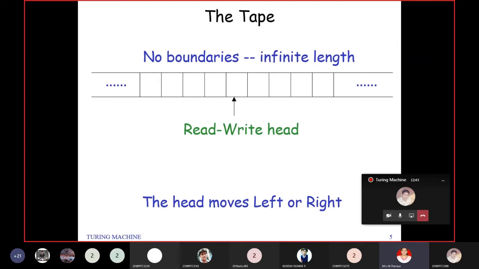When we talk about the tape of Turing machine, there is no boundary for it and it is infinite in length. And it has a read-write head. The head can read as well as write. But previously, in finite automata and push-down automata, we had a head called a read head able to read the input.